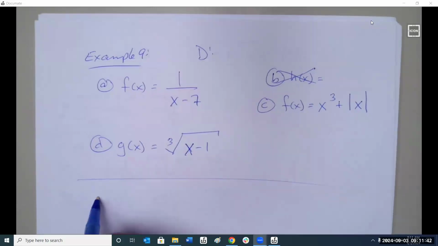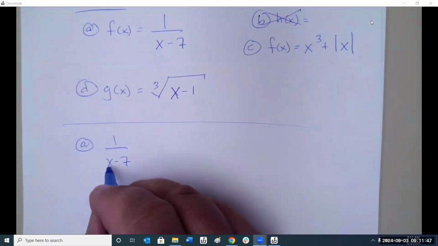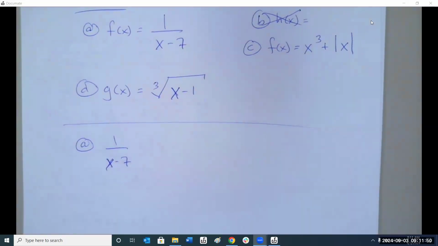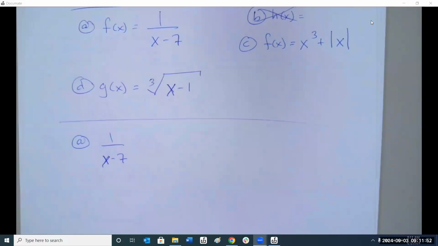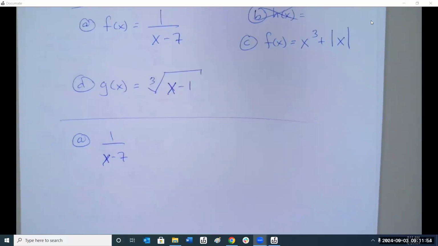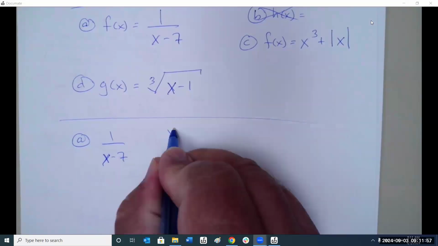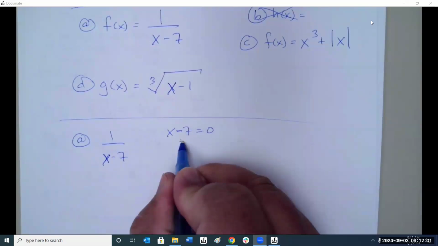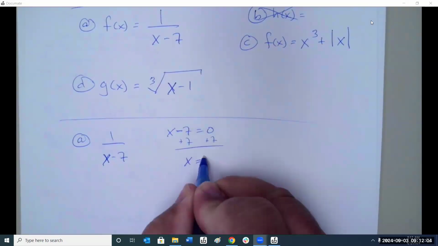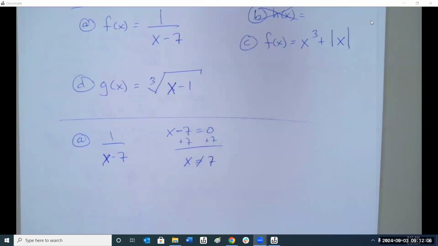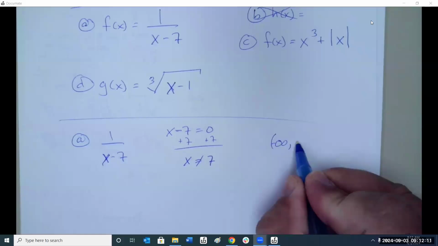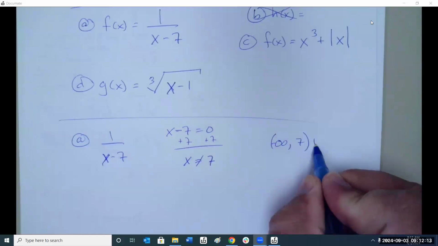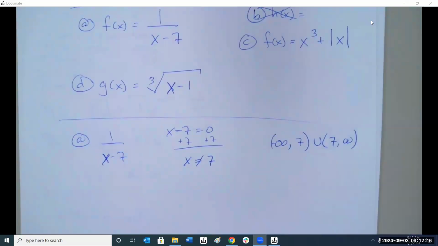So for A, we have a fraction, a rational expression. What's the only thing we cannot have here? Yeah, we cannot have 0 on the bottom. Set it equal to 0. So the only thing x cannot be is 7. So my domain is negative infinity to 7, 7 to positive infinity.